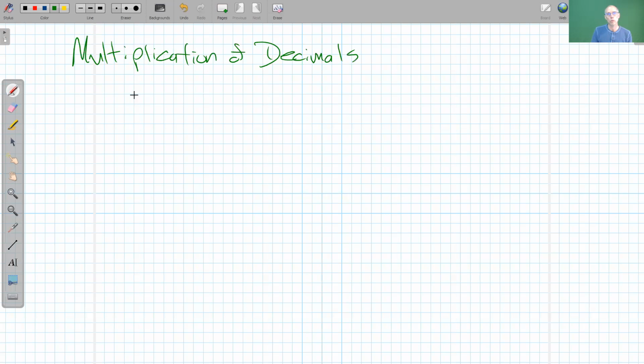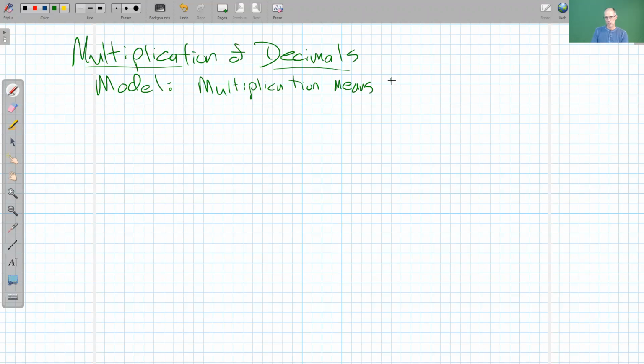So as usual, when we model something new in math, we need to know a couple of things. What does multiplication mean and what is a decimal? As far as our modeling goes, we have a couple options for multiplication. Either multiplication is interchangeable with the phrase "groups of," and we can demonstrate what that means, or we can say multiplication is an area.